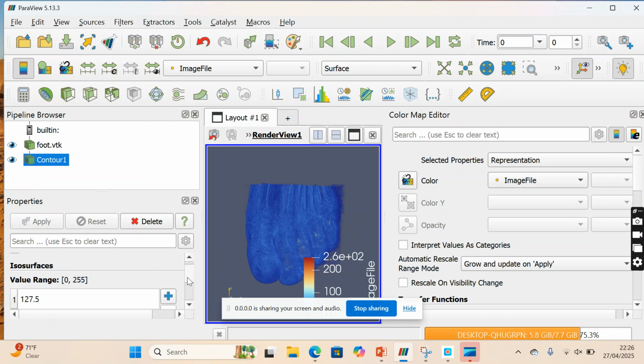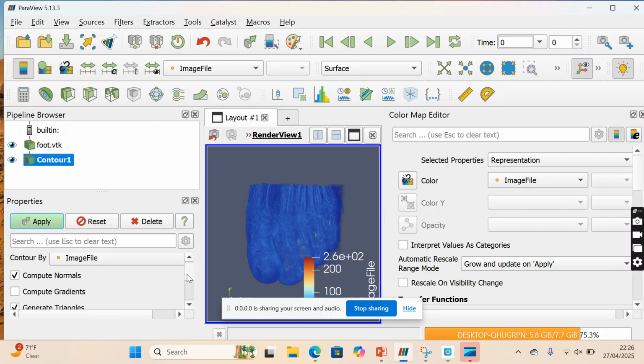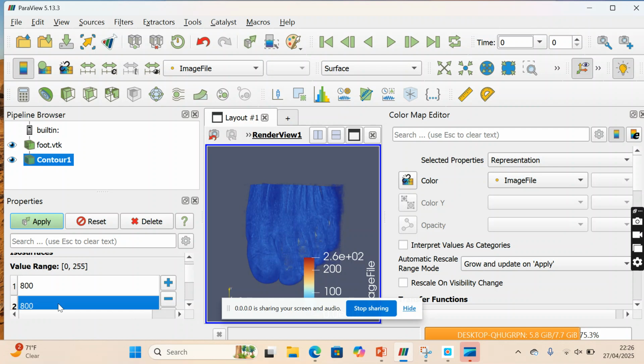I'm going to try to give ISO values. So my value is going to be 800, and then I give it the next one. The second one I want to give it 150, sorry, 150, and then I apply.